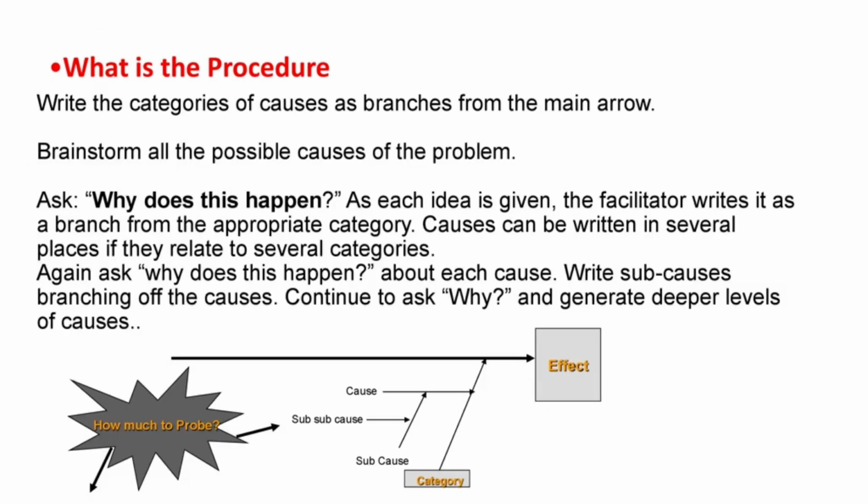Now, how to construct the fishbone diagram. The head will be the effect and the tail will be the causes. First we need to brainstorm all the probable causes of the problem. How does this happen? Then each cause should be mentioned on an arrow, and sub-causes also need to be mentioned.